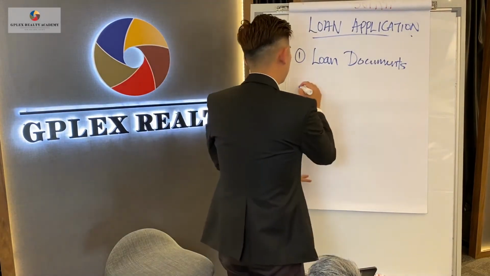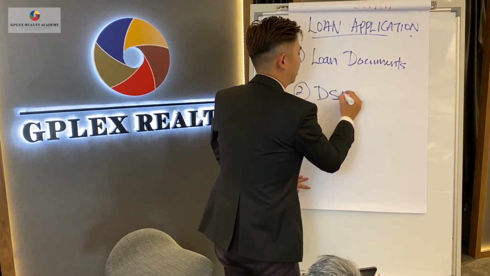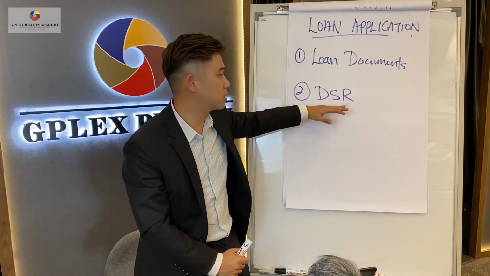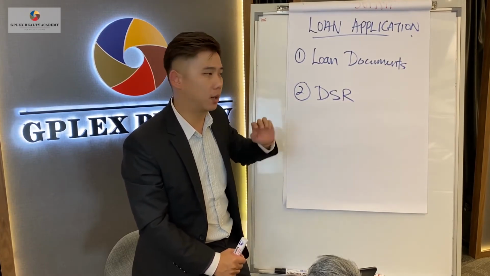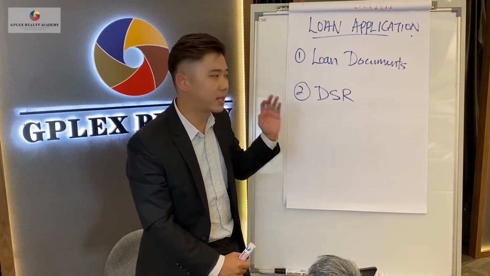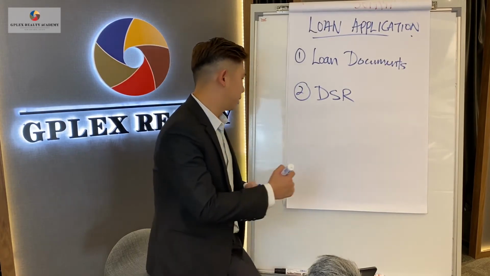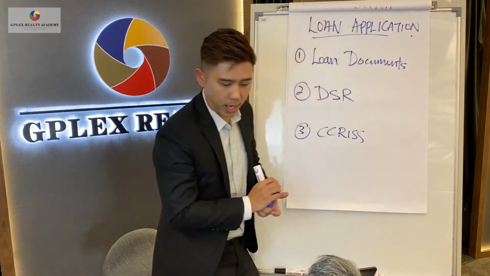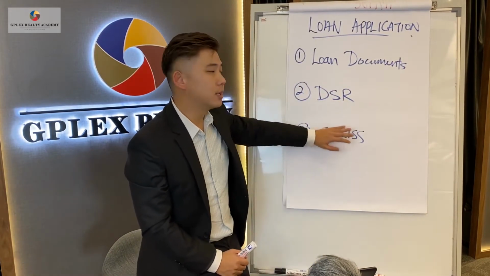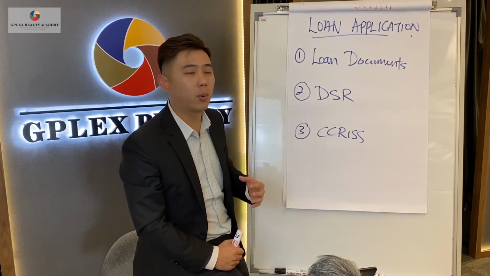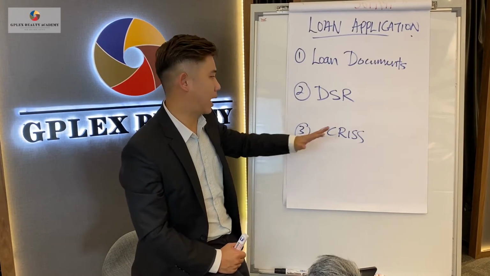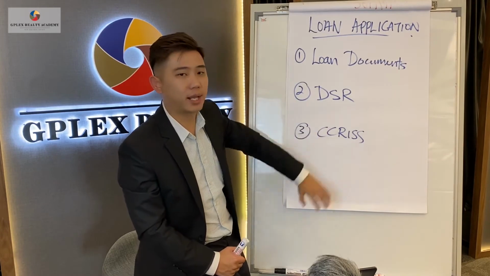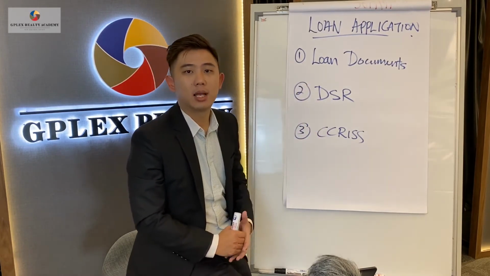And then we will look at DSR. What is DSR? Debt servicing ratio. We need to know how to calculate the DSR, so that we will know whether or not the prospect or the customer is entitled to get a loan. Last will be CCRIS. A CCRIS report is a report showing whether or not this customer has a very good paying attitude. So these three things we will need to learn from today's topic.